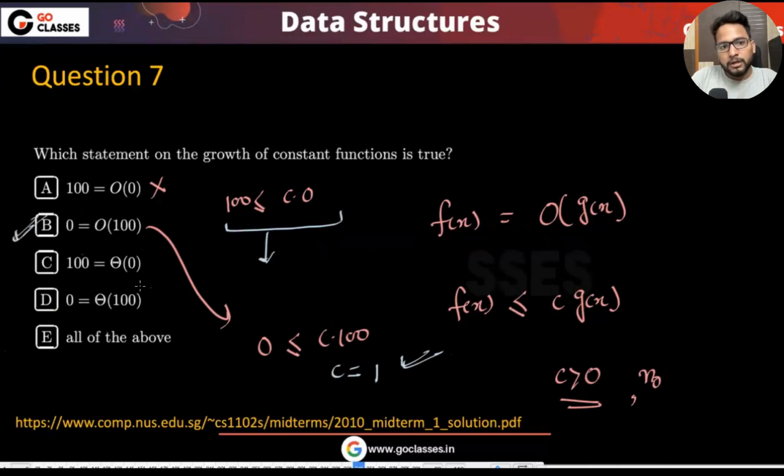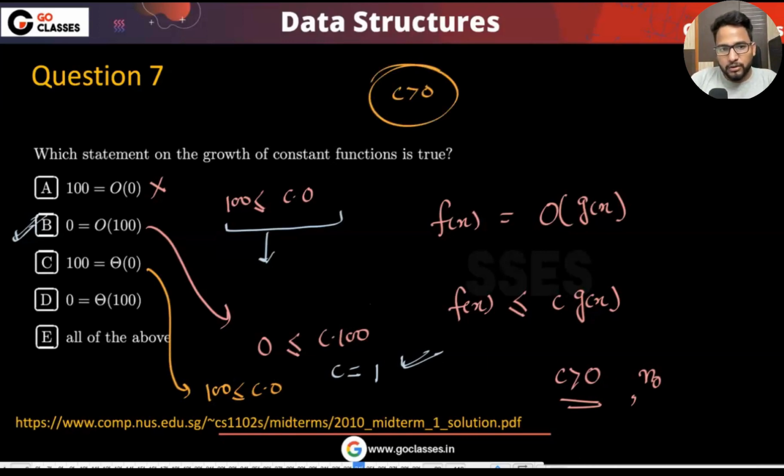This is true. Okay. So suggest me some number here. 100 is less than or equal to c into 0. Suggest me some c such that this happens. C greater than 0. Okay. C is greater than 0 in the definition. Suggest me some. Sorry, this is equal. This is theta. So this is equal.